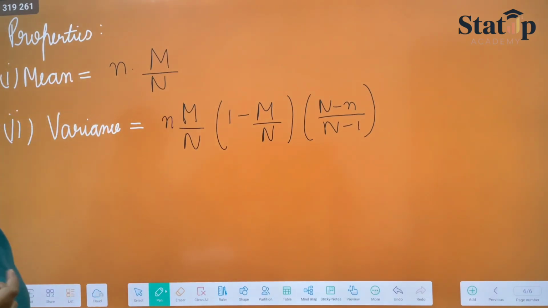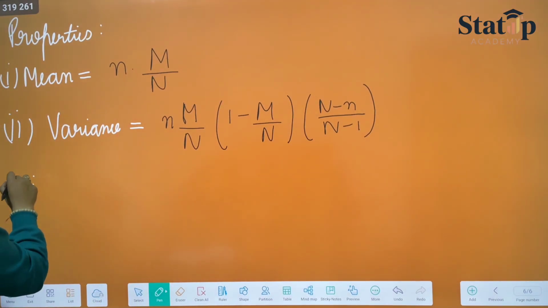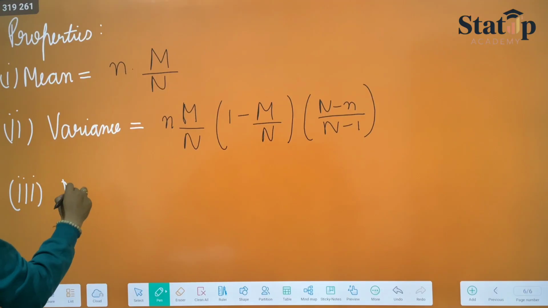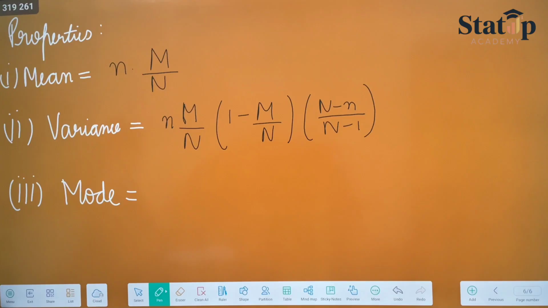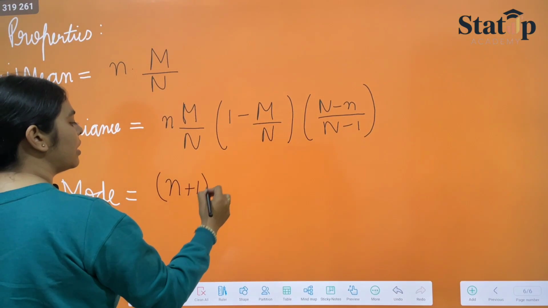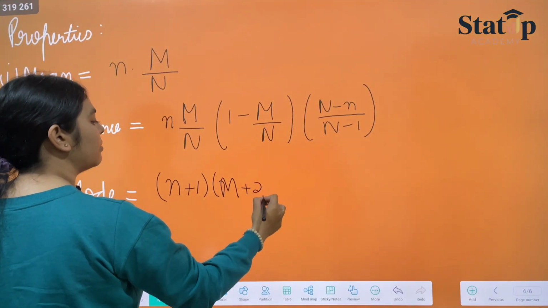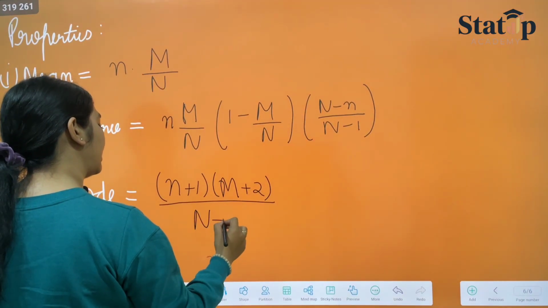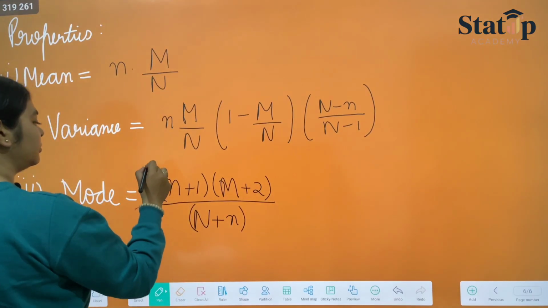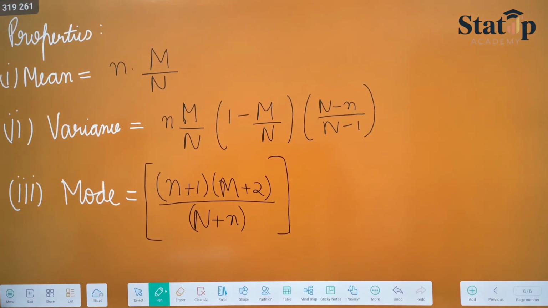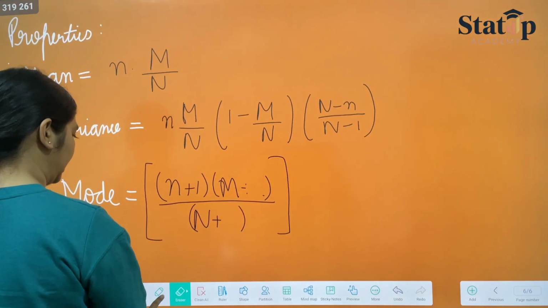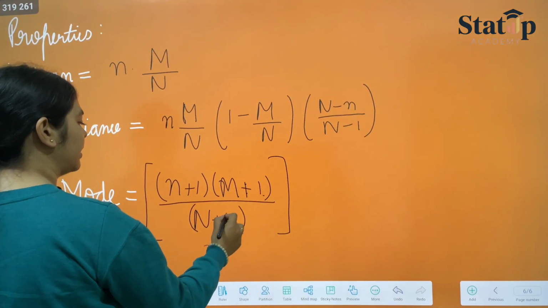You have to learn by heart all the things that I am telling you. The third property will be the mode. Mode of hypergeometric distribution will be the integer part of (n plus 1)(m plus 1) upon N plus 2. Here is also a correction: m plus 1 and N plus 2.